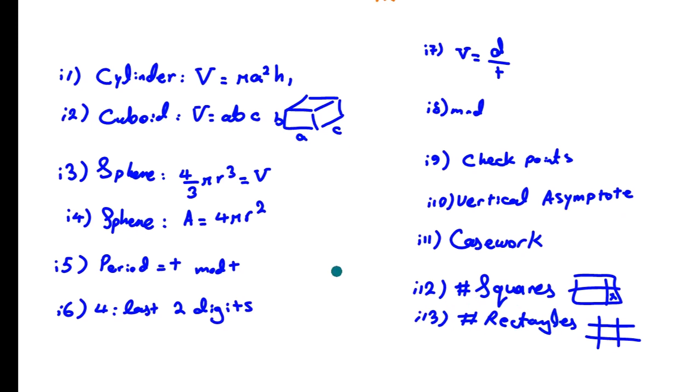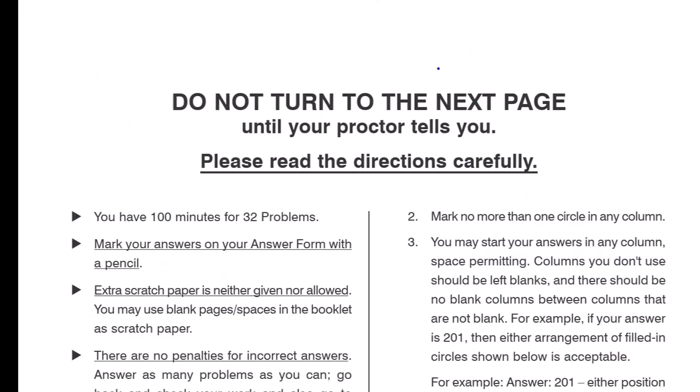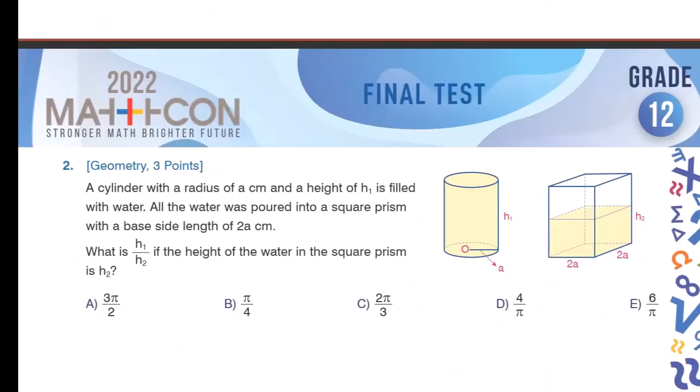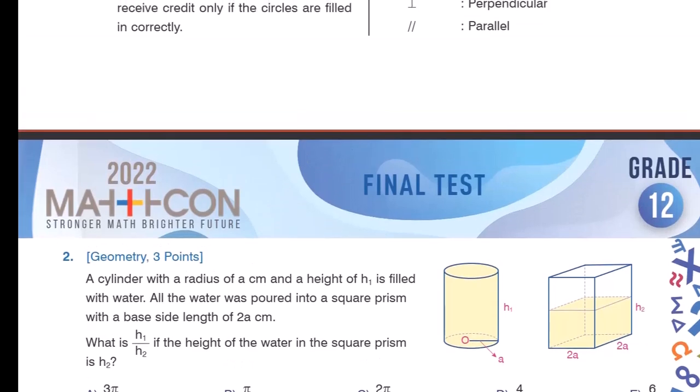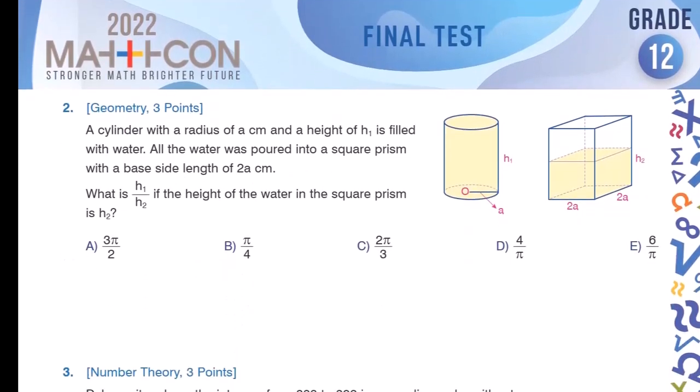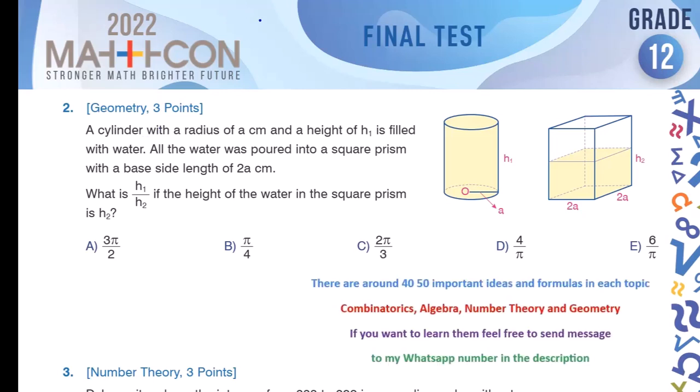Number of squares, number of rectangles. Okay, let's start. Let's try the first problem. Grade 12 final test, problem 2. Geometry, 3 points. Try this problem first on your own.